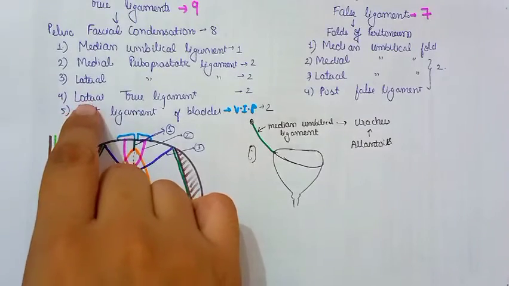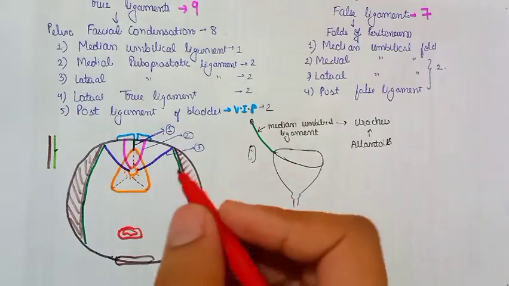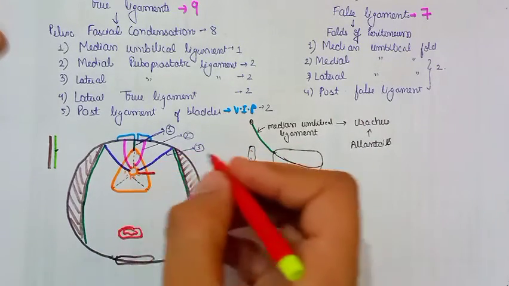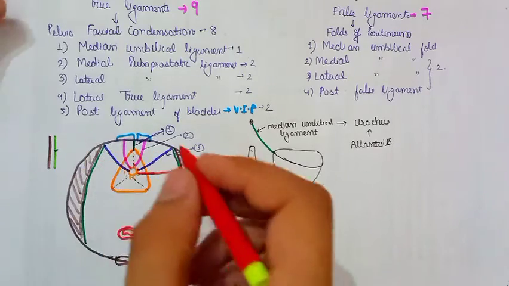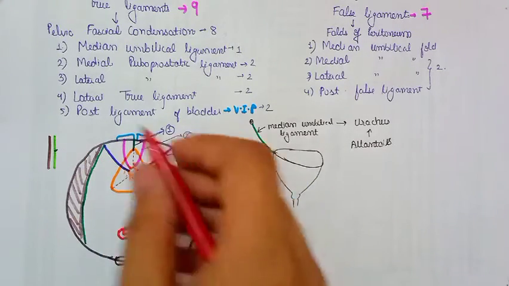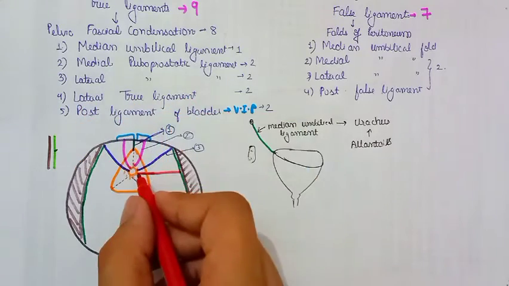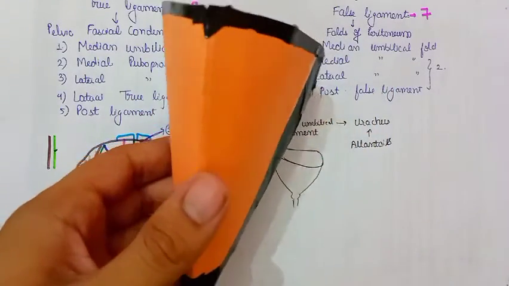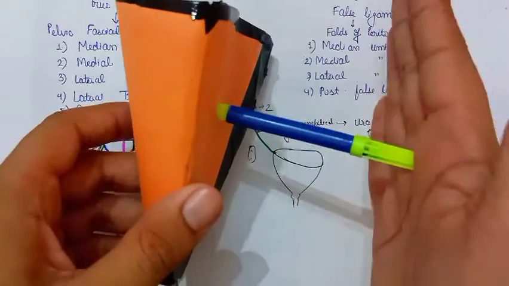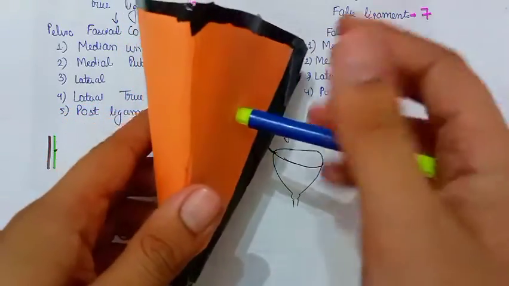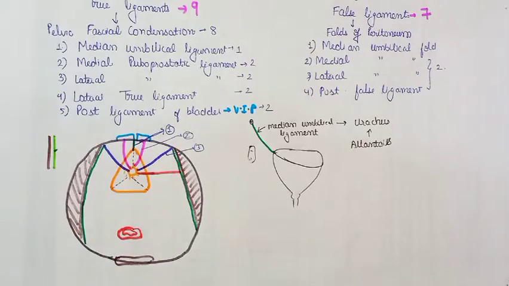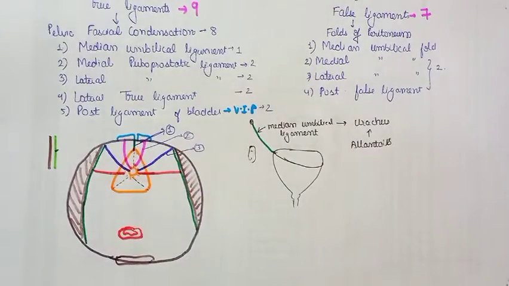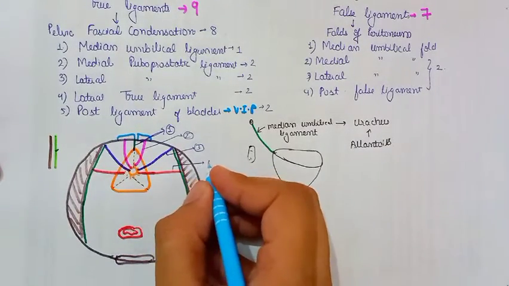Now the fourth one, that is the lateral true ligament, originates from the inferolateral surface. So it originates from the inferolateral surface, that is these two surfaces, and is inserted into the tendinous arch on the lateral side. I hope this point is clear. And the fact is that it is present on both the sides. So this was the fourth ligament that we talked about.